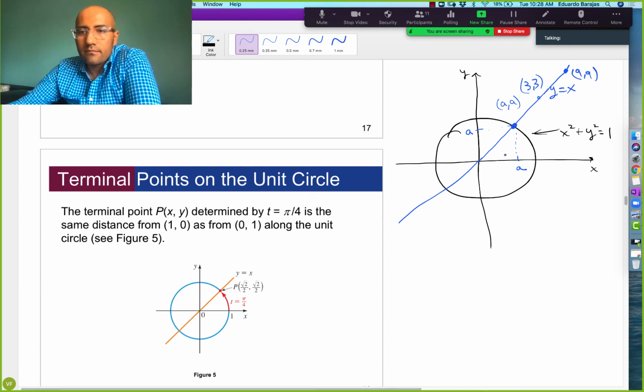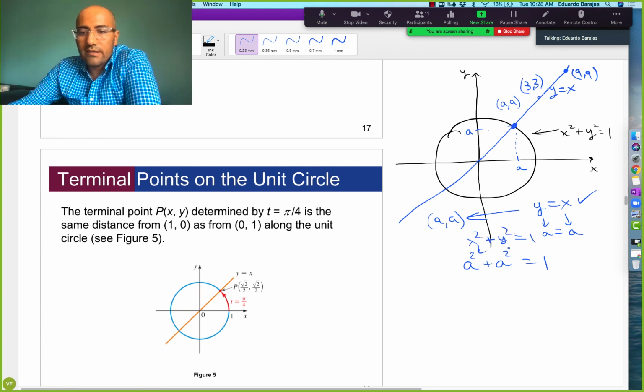Is that okay? Okay, well, if it's on the unit circle as well, it must also satisfy this. So I'm looking for an ordered pair such that it's on the line and also it satisfies this condition. So it must be true that a² plus a² equals 1. If we have (a, a), this satisfies y equals x, where both the y and the x are a. And it must also satisfy that x² plus y² equals 1, where both the x and the y are the same value.